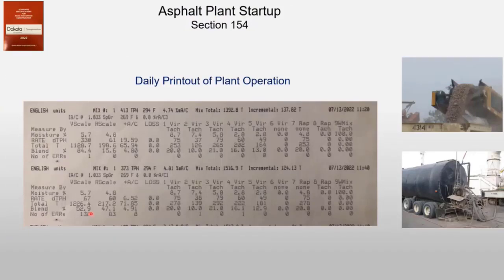At the end of the day, they're also going to give us what they're required to do in section 154, which is a printout every 15 or 20 minutes. I think it's 15 in the spec, and I'm not sure why this is 20, but it is. It covers everything that goes on during that time period, all the weights and everything that's happening. So we're going to get a printout of that every day.